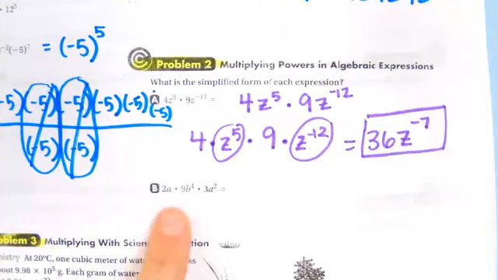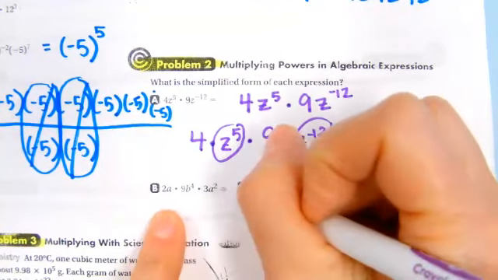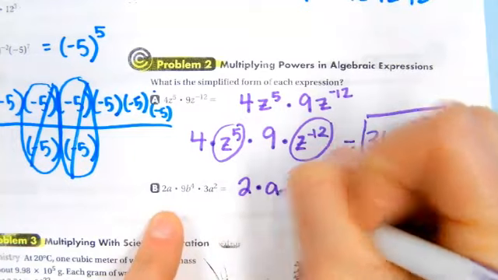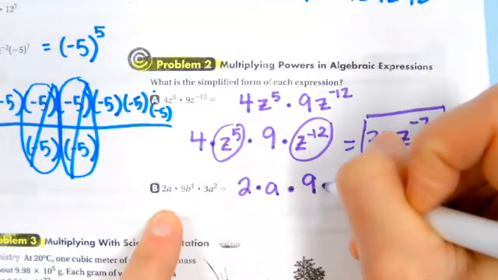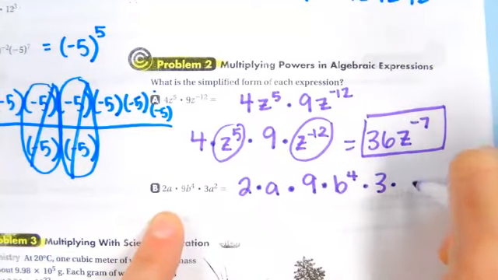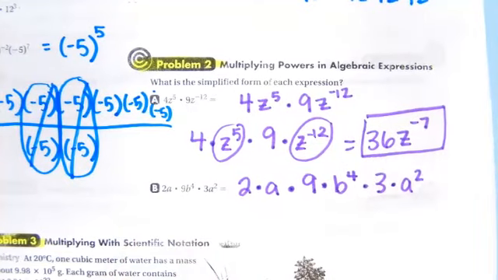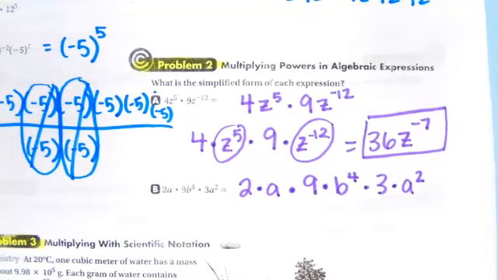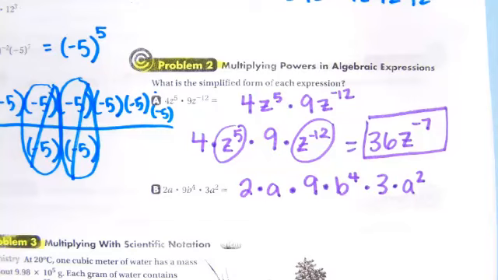Let's try again. So this one's a little bit longer, okay? Remember, these are all separate. This is really 2 times a times 9 times b to the 4th times 3 times a to the 2nd. Okay? What do you think I do first now? Now that I've kind of showed you, Malcolm, what do we do first? Which numbers do you want me to multiply? And what else? And 3.